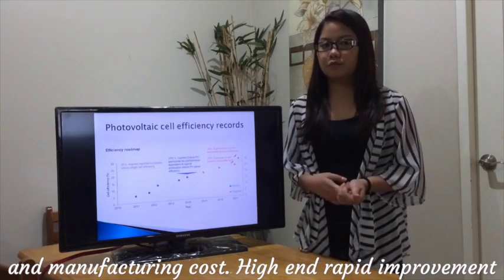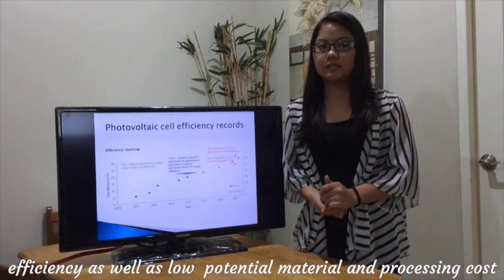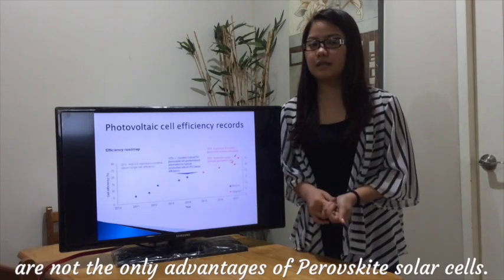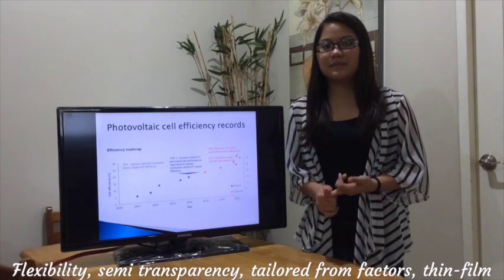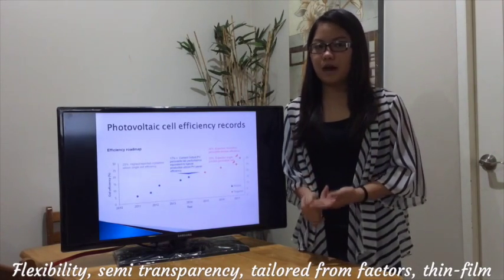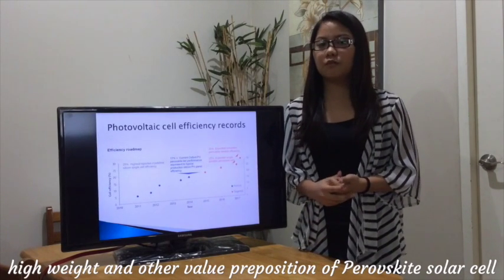High and rapid improvement in efficiencies as well as low potential material and processing costs are not the only advantages of perovskite solar cells. Flexibility, semi-transparency, tailored form factors, thin, light weight, and others are other value propositions of perovskite solar cells.